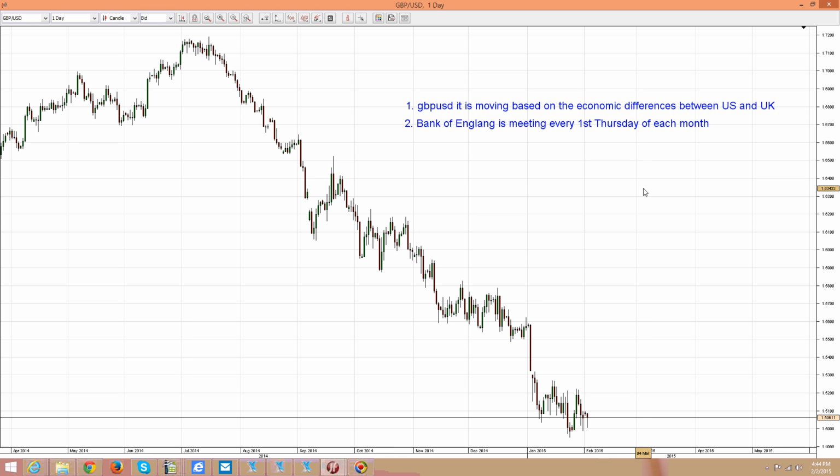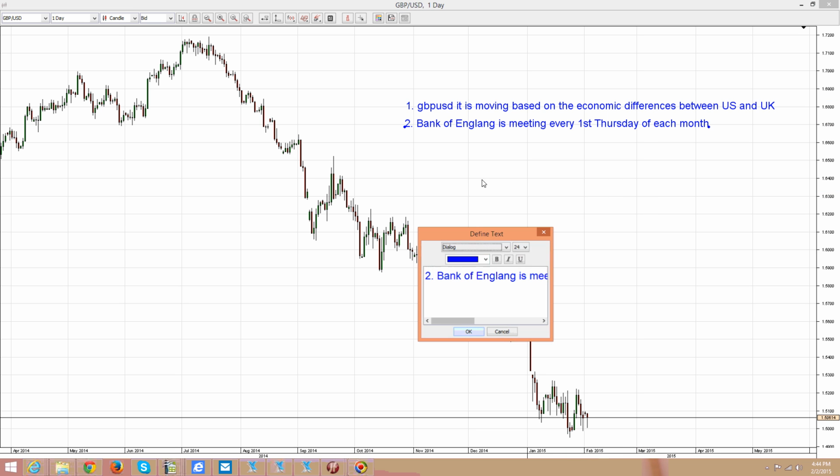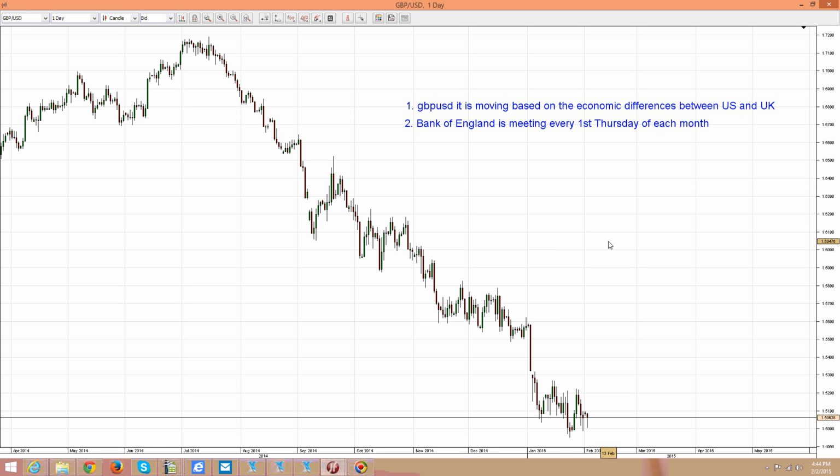If the Bank of England is not changing the interest rate and the monetary policy, then there will be no press conference. So it doesn't make any sense to wait for a press conference like in Europe. At the ECB it is mandatory to have a press conference, not in the UK.